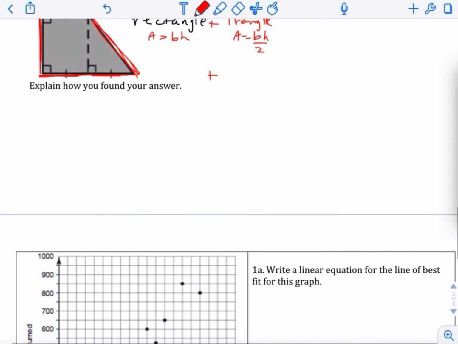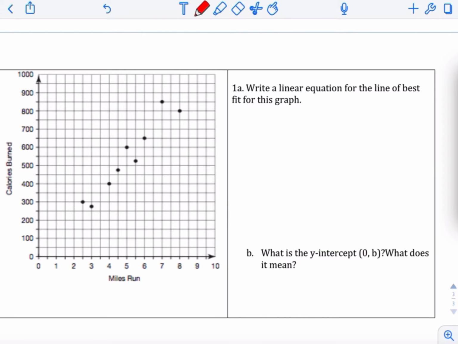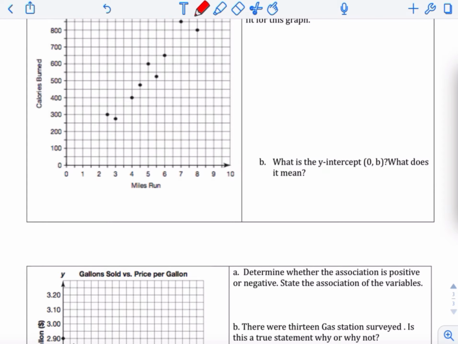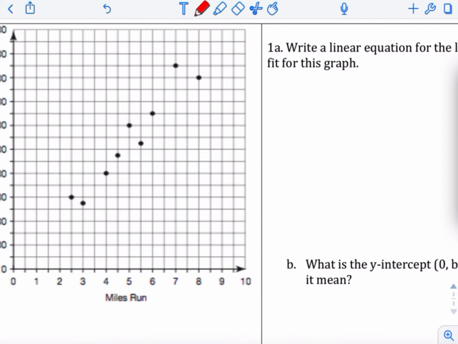But what have you got wrong on area? Write a linear equation on a line of best fit. Okay, a linear equation.